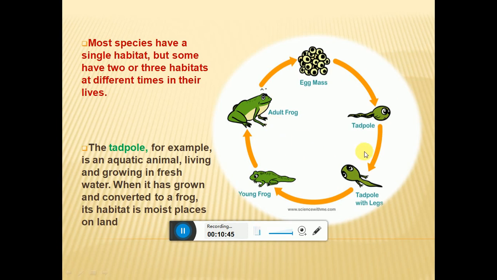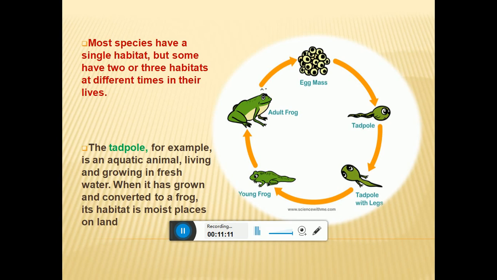In this picture, we can clearly see a small tadpole with legs. In this phase of its life, it lives in fresh water, and after it becomes a frog, from the young frog to the adult frog, its habitat is no longer the fresh water, but becomes the moist places of the land.